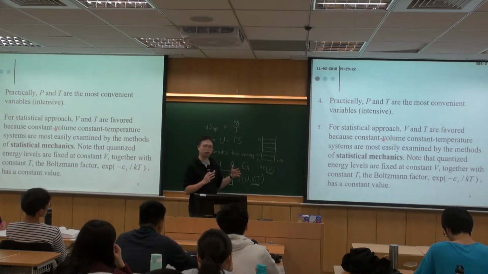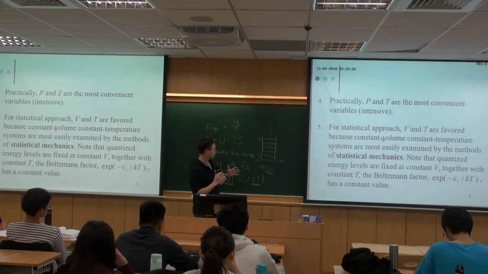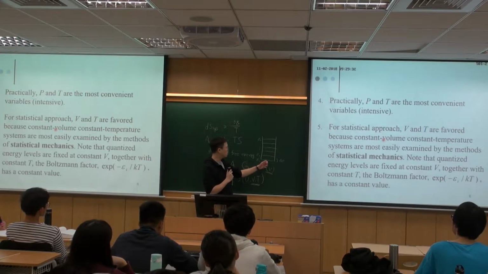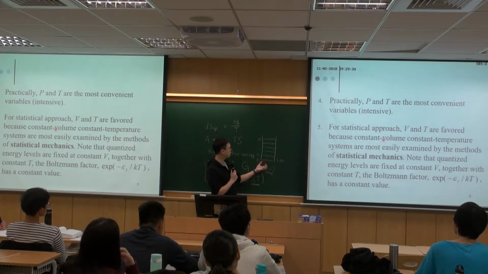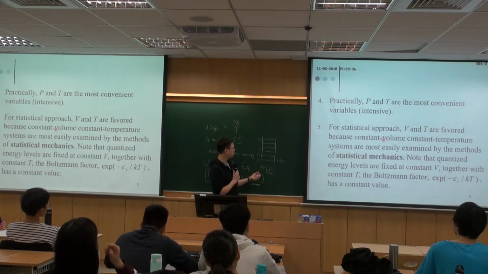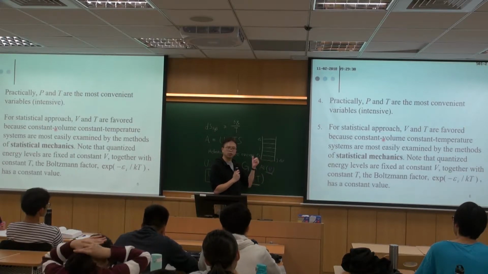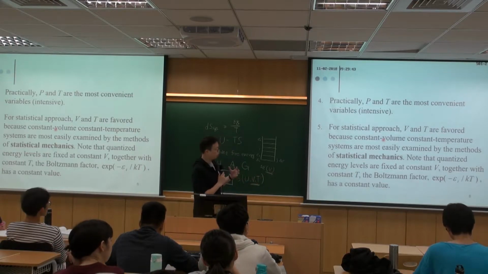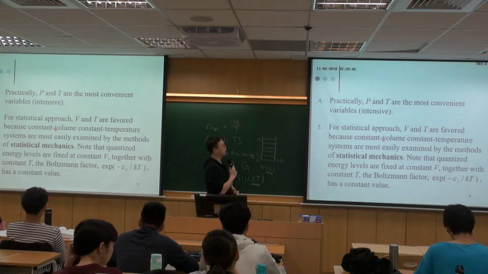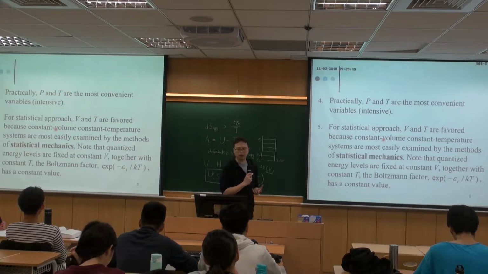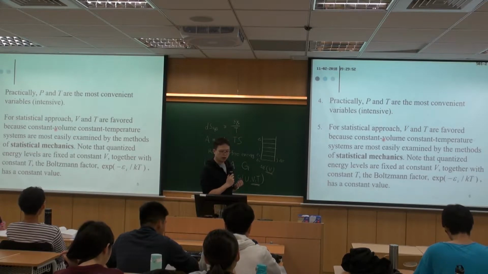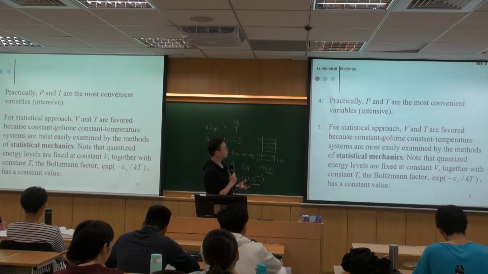That's the reason why for larger size systems, typically you cannot see any quantization of energy. Only when you go down to microscopic systems, for instance, nanoscale or micron scale, can you start to see the quantization of energy levels. So therefore, when you're dealing with statistical mechanics, fixed volume and fixed temperature, or controlling volume and controlling temperature, will be a better choice or better combination of choices.